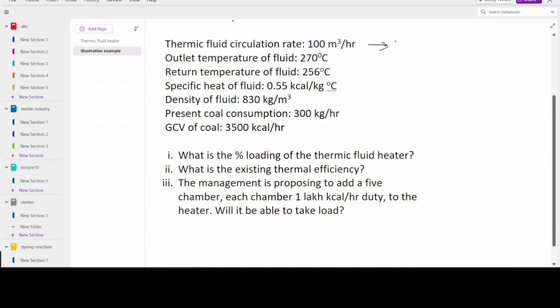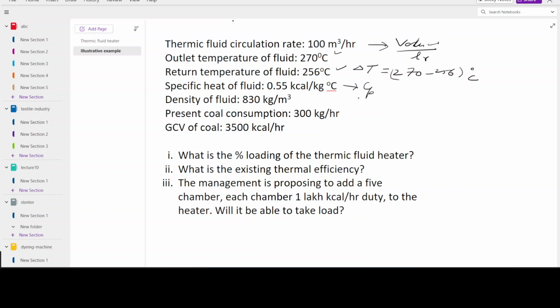This is volume per hour. We have the outlet temperature of the fluid and the return temperature of the fluid. We can find delta T here, 270 minus 256 degrees centigrade. The specific heat of the fluid, Cp, is given here. The density of the fluid has been given here.